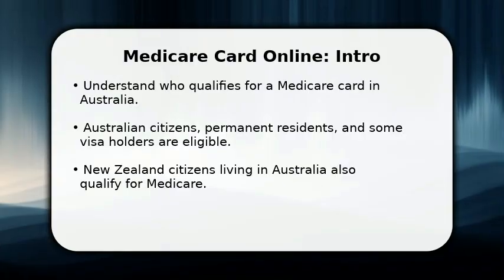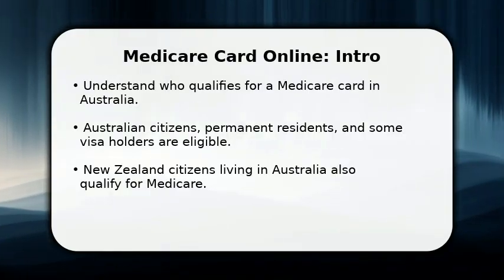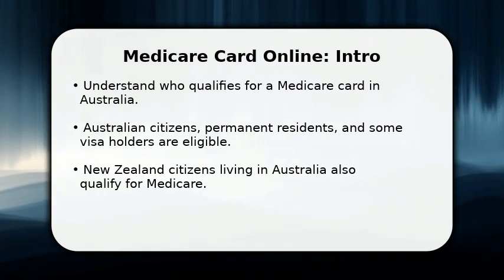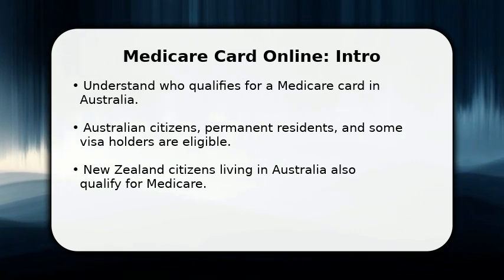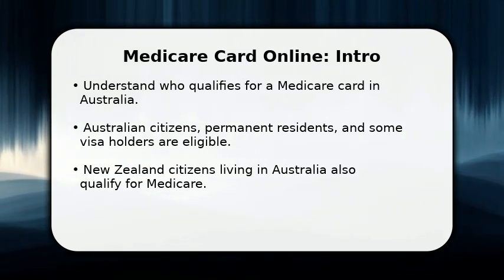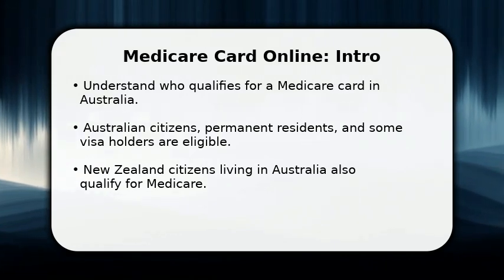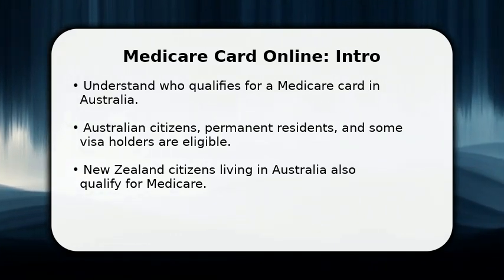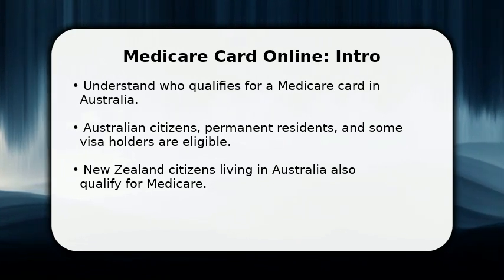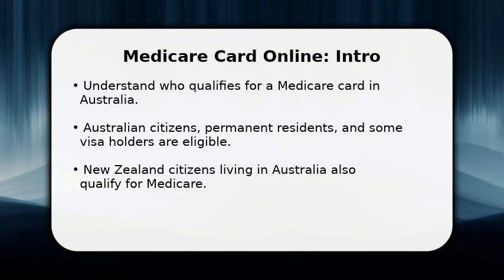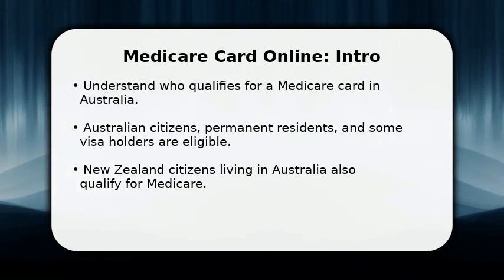In this video, I will explain how to apply for a Medicare card online in Australia. First, let's confirm your eligibility. You must be an Australian citizen, a permanent resident, or a New Zealand citizen residing here. Certain temporary visa holders may also qualify. If you meet these basic requirements, you're ready to proceed with the application process. It's a straightforward system designed for your convenience.